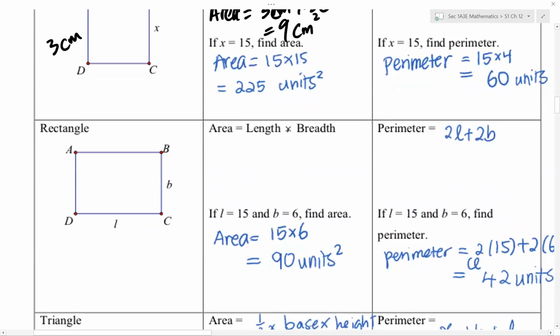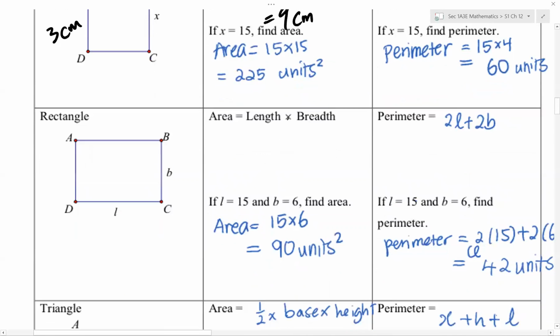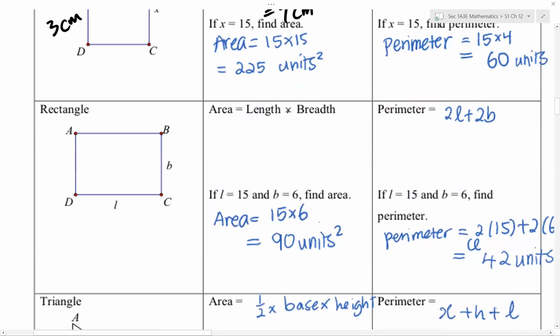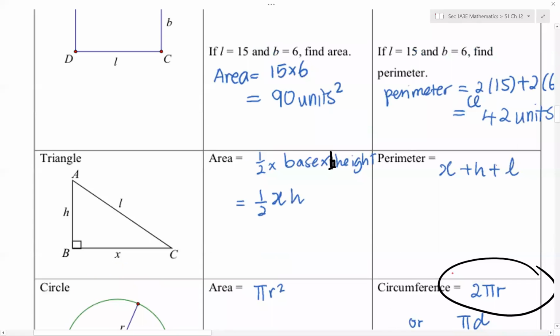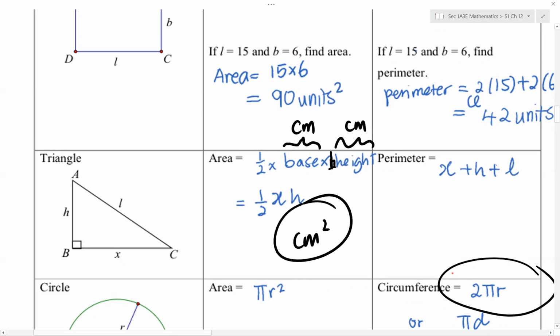And let's try the interesting one, the triangle. Half times base times perpendicular height. What are the units for half? No units. Half is just a number. What about base? Base has units of cm. Height, units cm. Multiply them together, we end up with square centimeters. That is the unit for area.